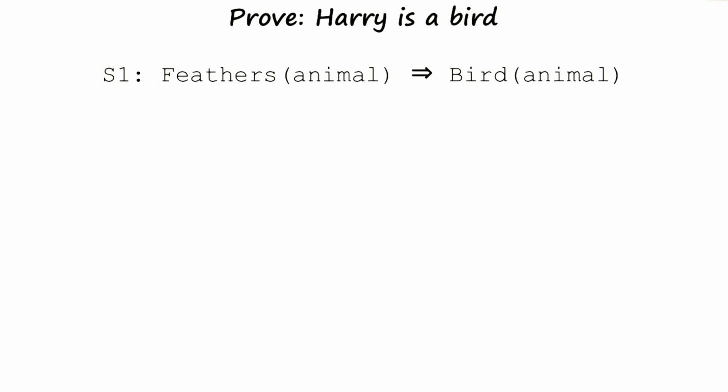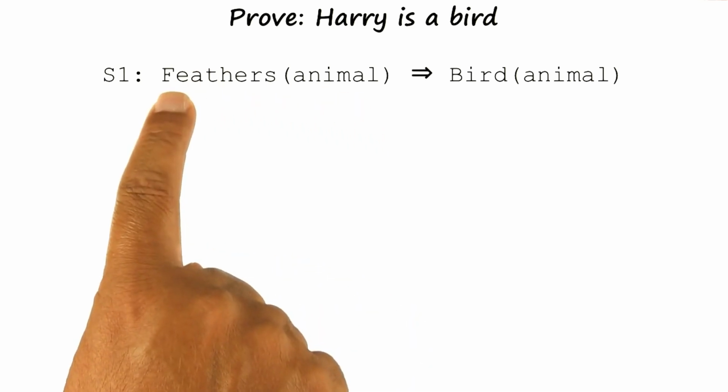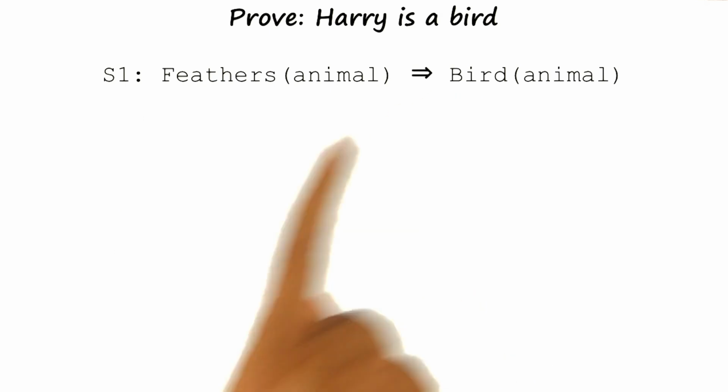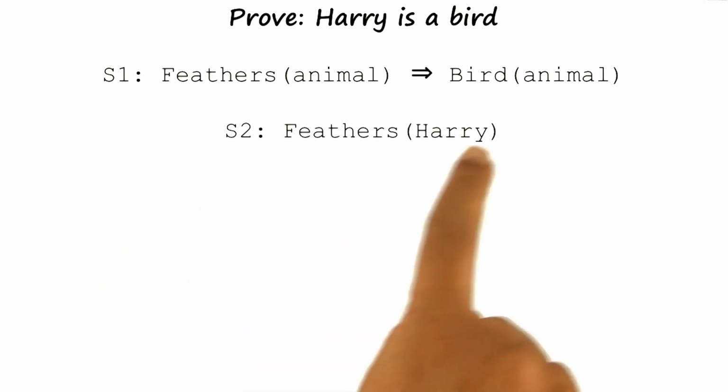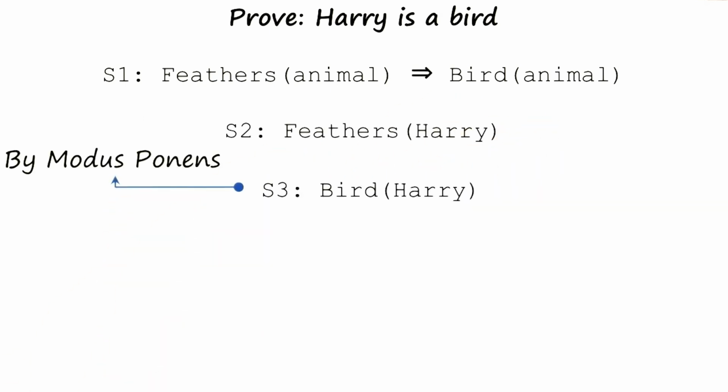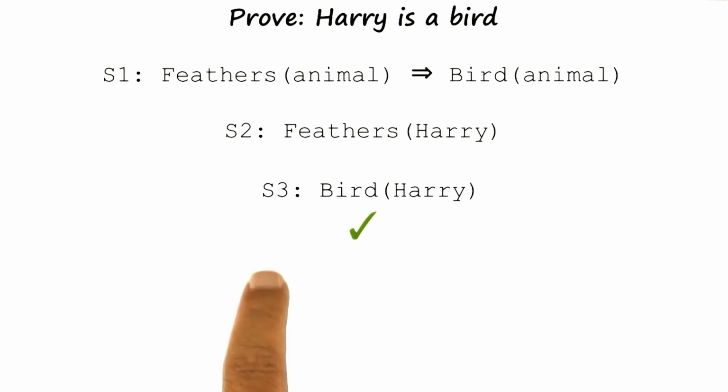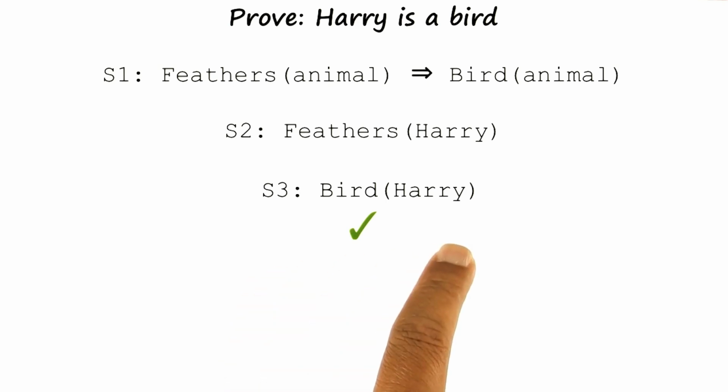Now you can see how we can apply these rules of inference on sentences in a knowledge base of a logical agent to prove all kinds of sentences. So imagine that an AI agent begins with the knowledge that if an animal has feathers, it implies that the animal is a bird. Now it comes across Harry, who does have feathers. By modus ponens, therefore, the AI agent can conclude that Harry is a bird. This completes the proof for our original goal of proving that Harry is a bird.